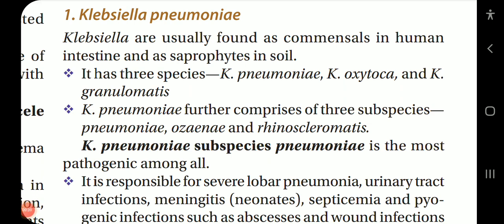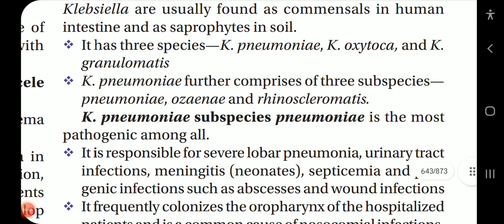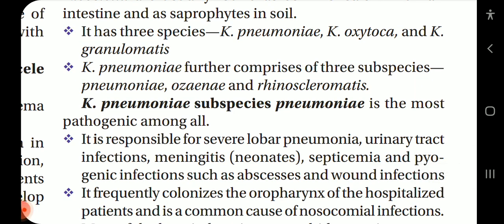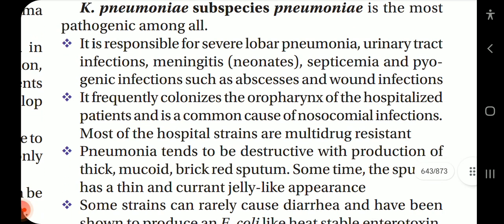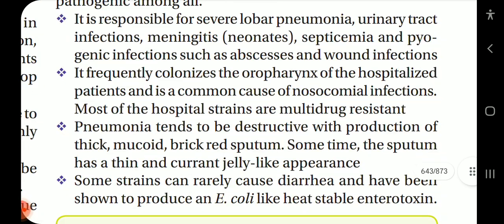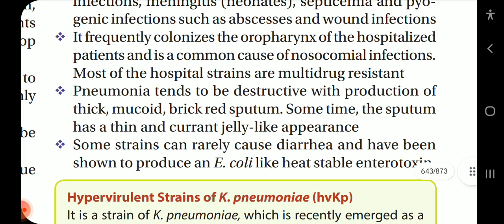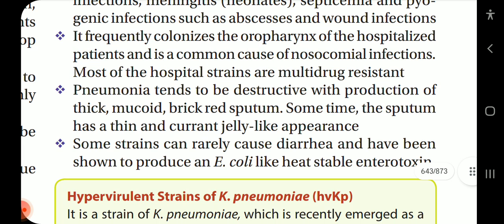Klebsiella are usually found as commensals in the human intestine and saprophytes in soil. It has 3 species: Klebsiella pneumoniae, oxytoca, and granulomatis. Klebsiella pneumoniae further comprises 3 subspecies: pneumoniae, ozaenae, and rhinoscleromatis. Klebsiella pneumoniae subspecies pneumoniae is the most pathogenic among all. It is responsible for severe lobar pneumonia, urinary tract infection, meningitis, neonatal septicemia, and pyogenic infections such as abscess and wound infections. It frequently colonizes the oropharynx of hospitalized patients and is a common cause of nosocomial infections.